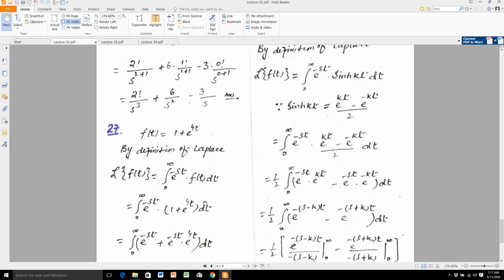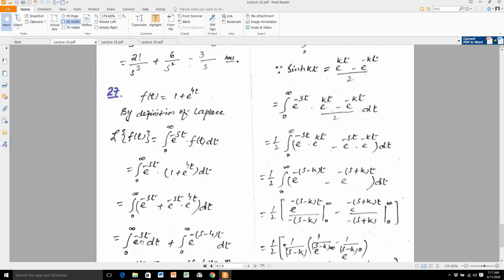Then we see question number 27. F of t is equal to 1 plus e raised to the power 4t. Here again we use the definition of Laplace, and then write the value of the function here, 1 plus e raised to the power 4t.